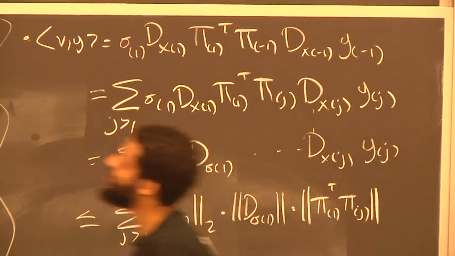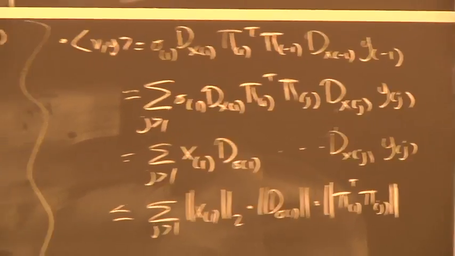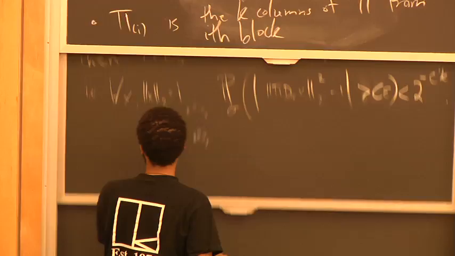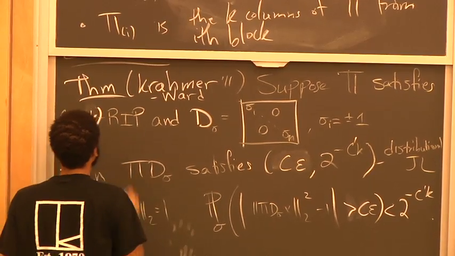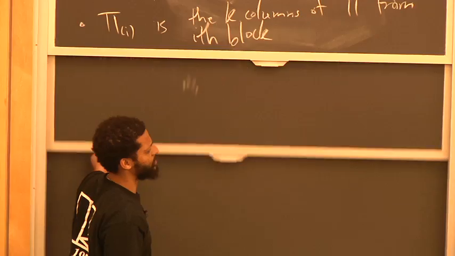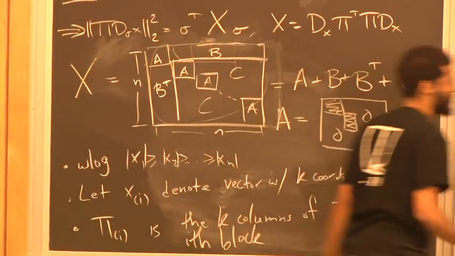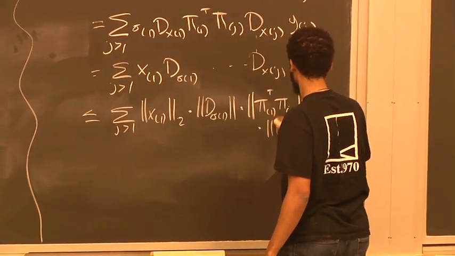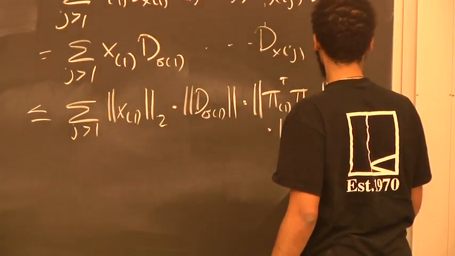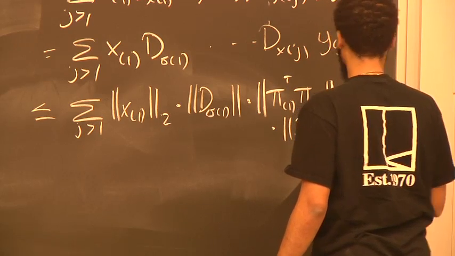Actually, let me just be, so let's say that I think for this I'll actually need 2k RAP. It's not a big deal. Times the operator norm of dxj times the L2 norm of yj. Okay, good.